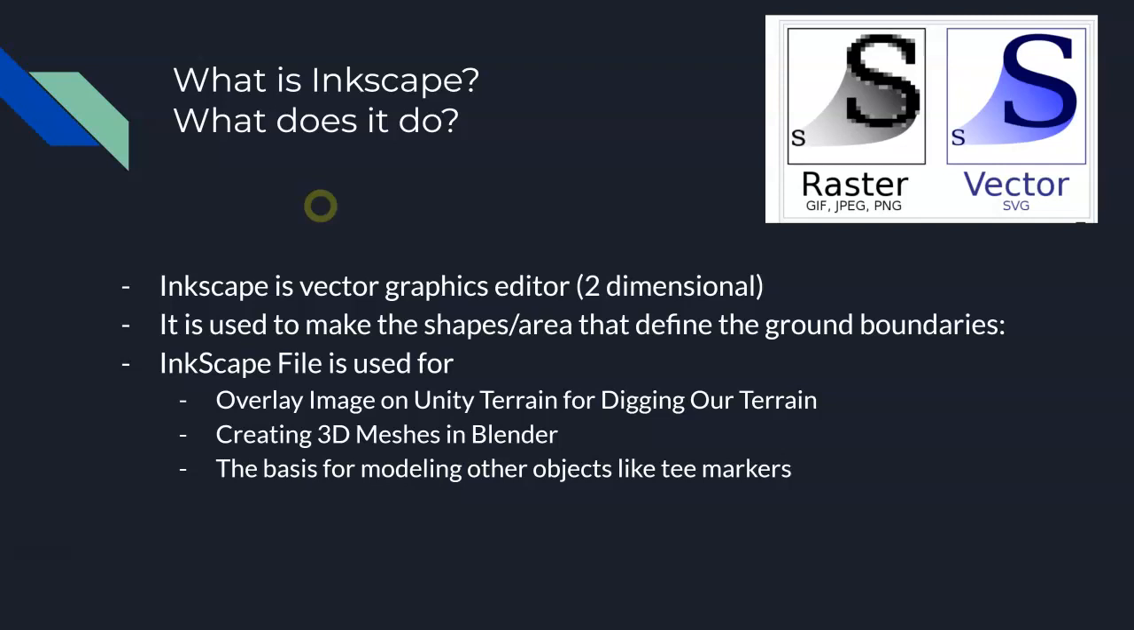And the third thing that's completely optional is you can use a vector graphics file as the basis for modeling other objects. For example, a lot of people use it to make tee markers. So if you can create a vector graphics file, you can actually bring that into something like Blender, and then you can do things like extruding it, and you can make tee markers. That's more of an advanced topic. Something, if you're interested, I would go into the Discord and look at the 3D modeling areas in there. But it's just a good example of what you can do with Inkscape.